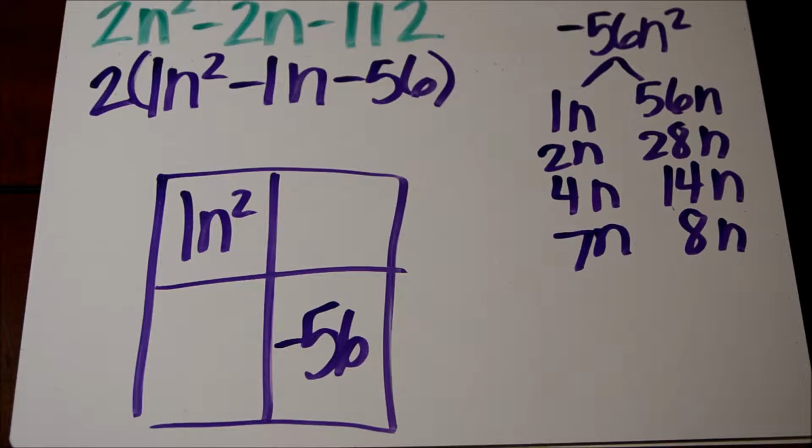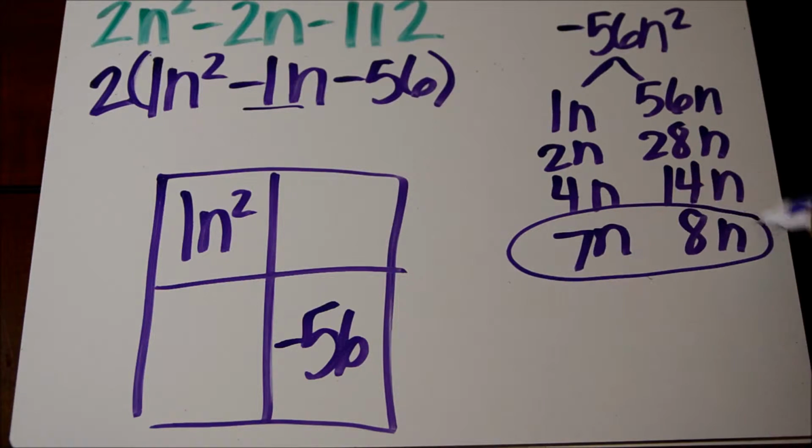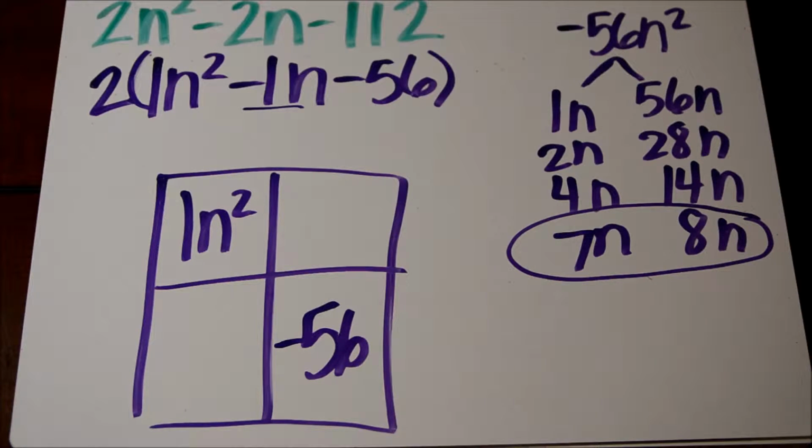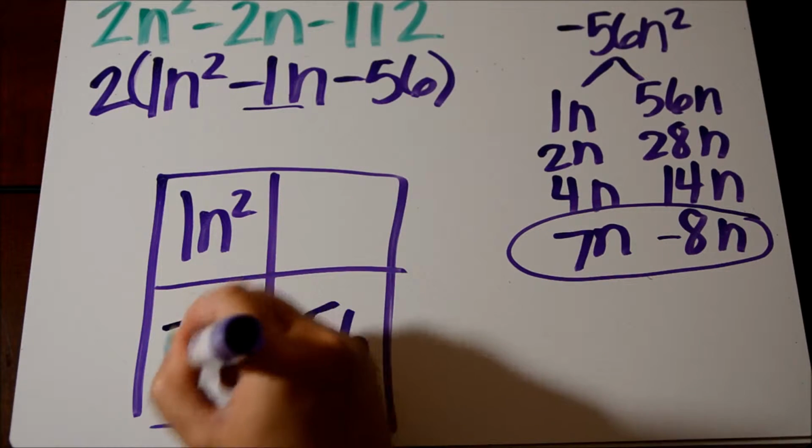We're trying to find the combination of numbers that will multiply to give us a negative 56n squared and add to give us that middle term, negative 1n. The only one that will work is 7n and 8n, but one of them has to be negative. And in order for this to add up to be negative 1, we have to make the 8 negative, because positive 7n plus negative 8n will give us negative 1n.